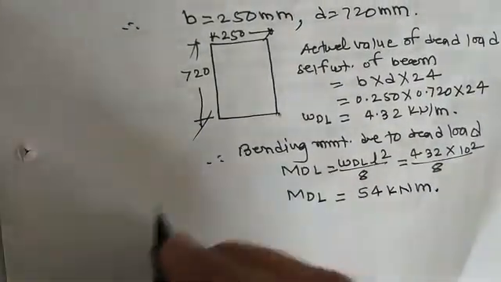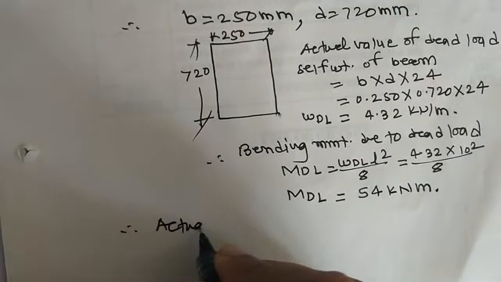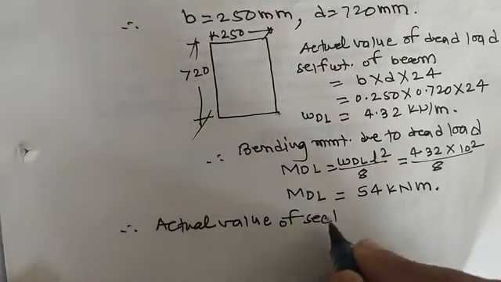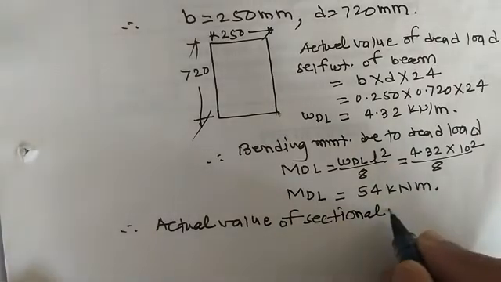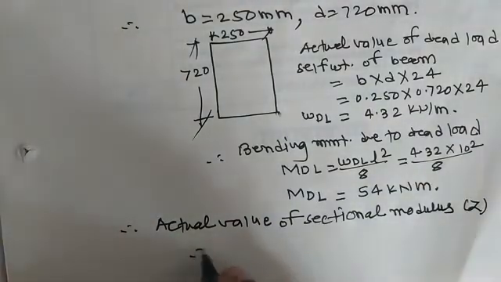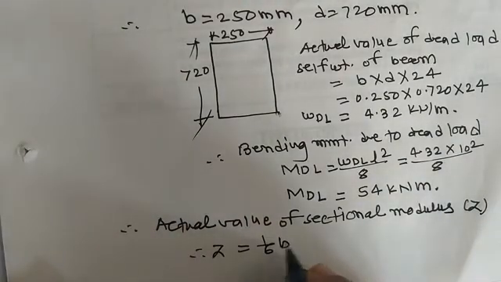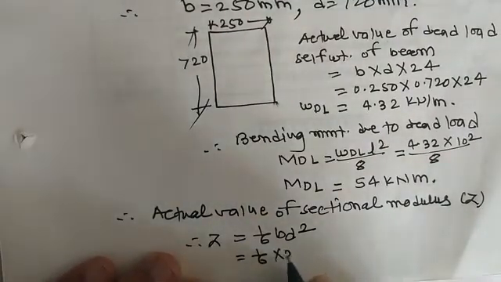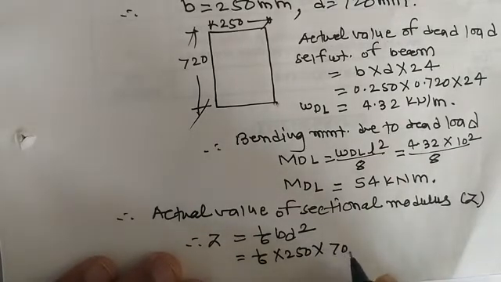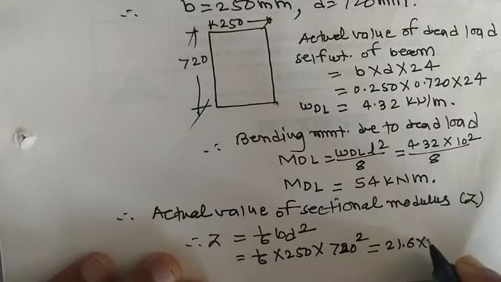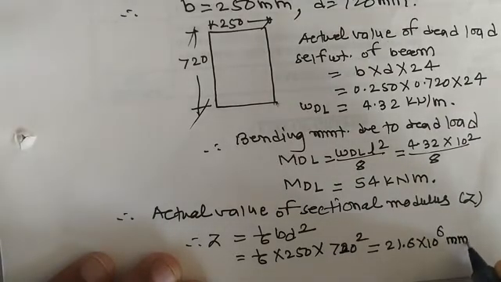Also, to find out the actual value of sectional modulus Z, we know that Z is equal to 1/6 BD square. So while putting these values, width is 250, depth is 720 square. So we get the actual sectional modulus as 21.6 into 10 raised to 6 mm cube.